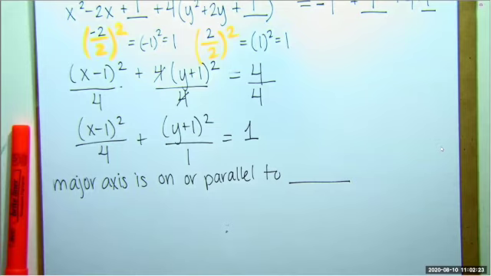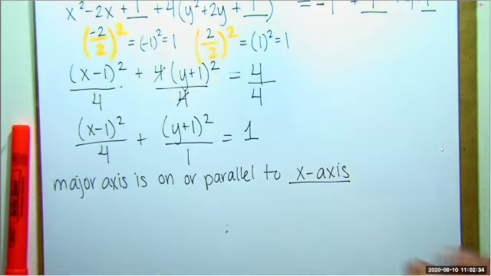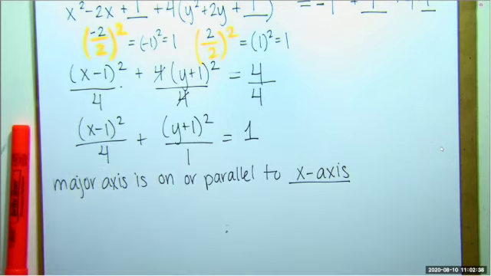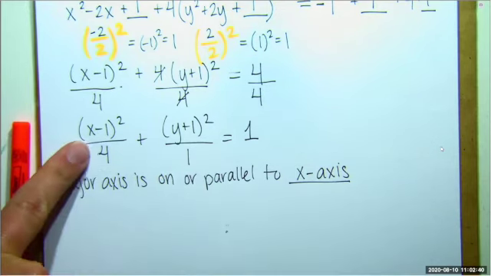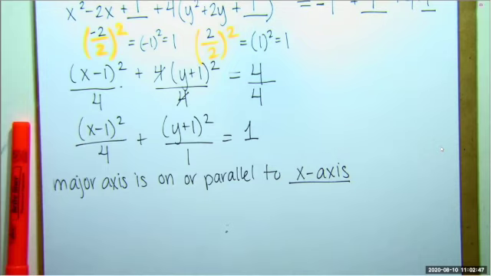So what do you guys think? Our major axis is on or parallel to what? The x-axis or the y-axis? Which one? X, good. Okay, so the way we determine where our major axis is, we look at these numbers in the denominator, whichever one is larger. So 4 is larger, that's under the x. That determines that our major axis is on or parallel to the x-axis.